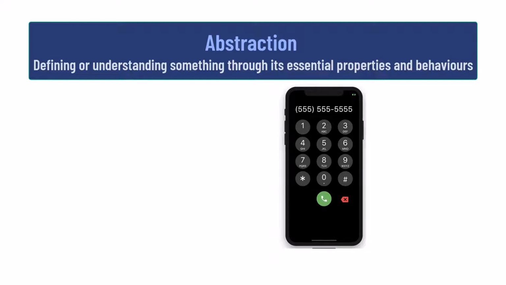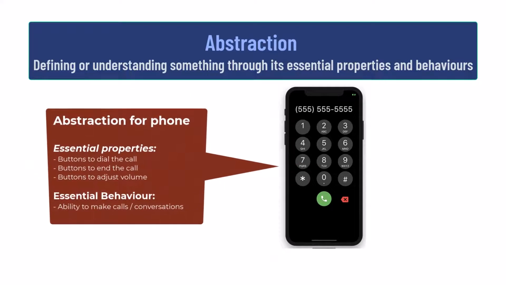Abstraction is basically hiding complex procedures from the consumer. So, abstraction is the idea of defining or understanding something through its essential properties and behaviors. For example, a phone device has a dial pad from which we can dial a number and initiate a call with another device. It also provides a button to end the current ongoing call. So, the essential properties are the dial pad, which contains the numbers and some buttons. And the essential behavior is that we should be able to initiate the call and we should be able to end the ongoing call.